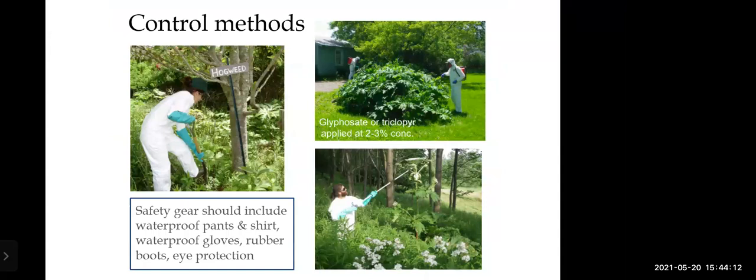Here are examples of DEC crews at work. The top left is a crew member cutting roots. Top right is chemical application of glyphosate to leaves. And bottom right is a crew member cutting an inflorescence before it goes to seed.